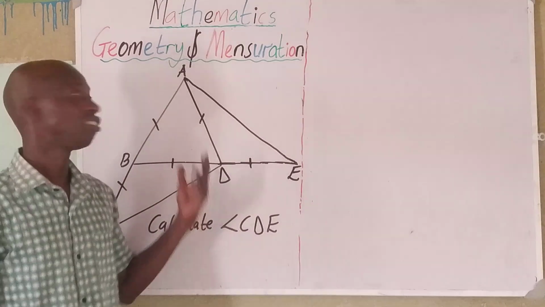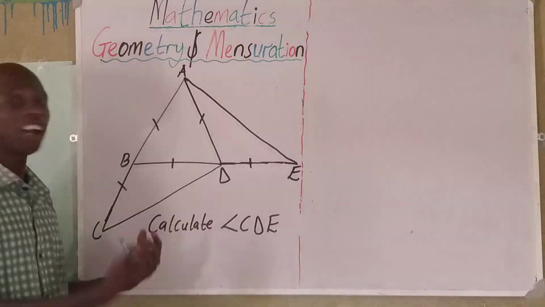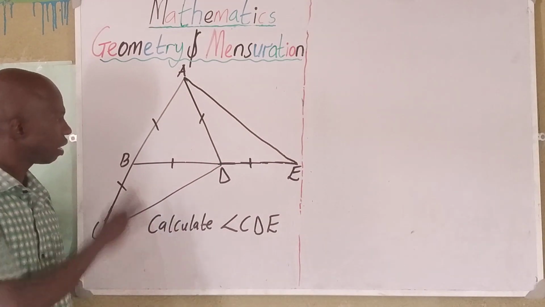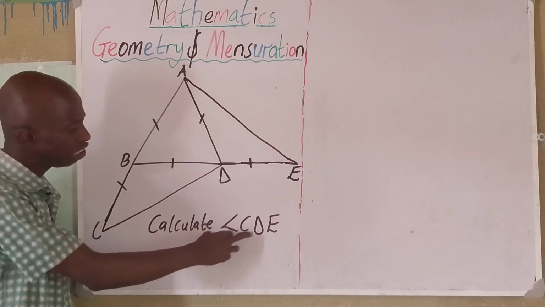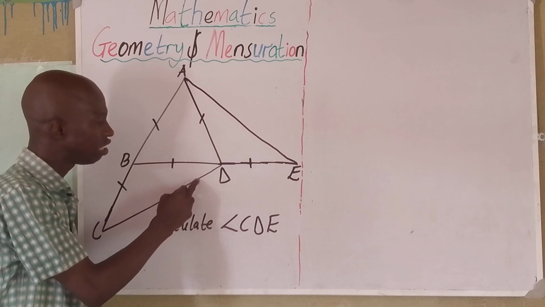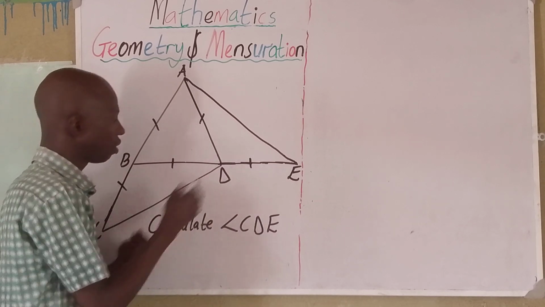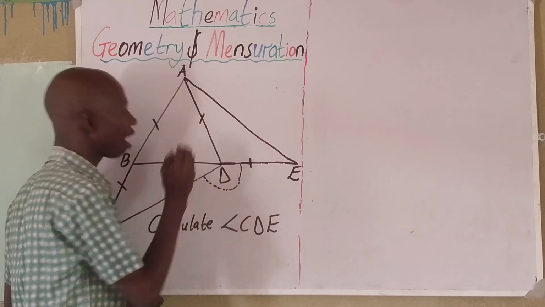We are still on geometry and mensuration. We have a question there on the board. Looking at this question, we are to calculate angle CDE. By angle CDE, we're referring to this angle. It means we're looking for this angle.